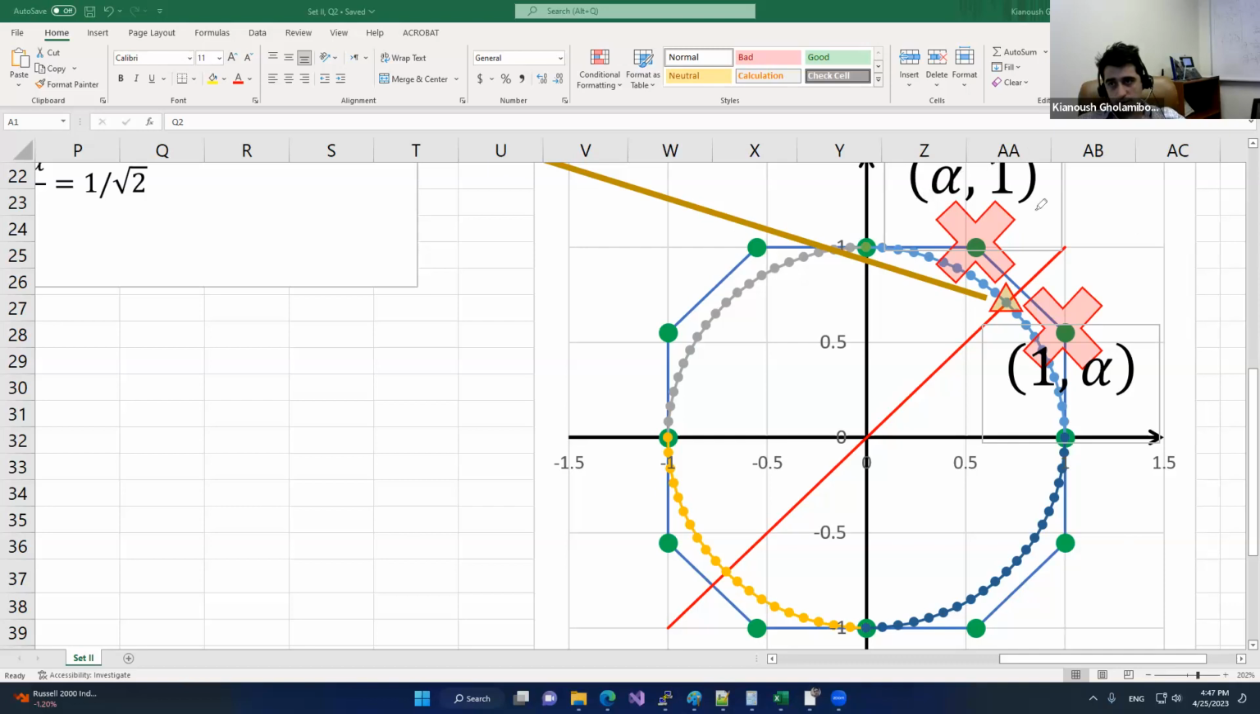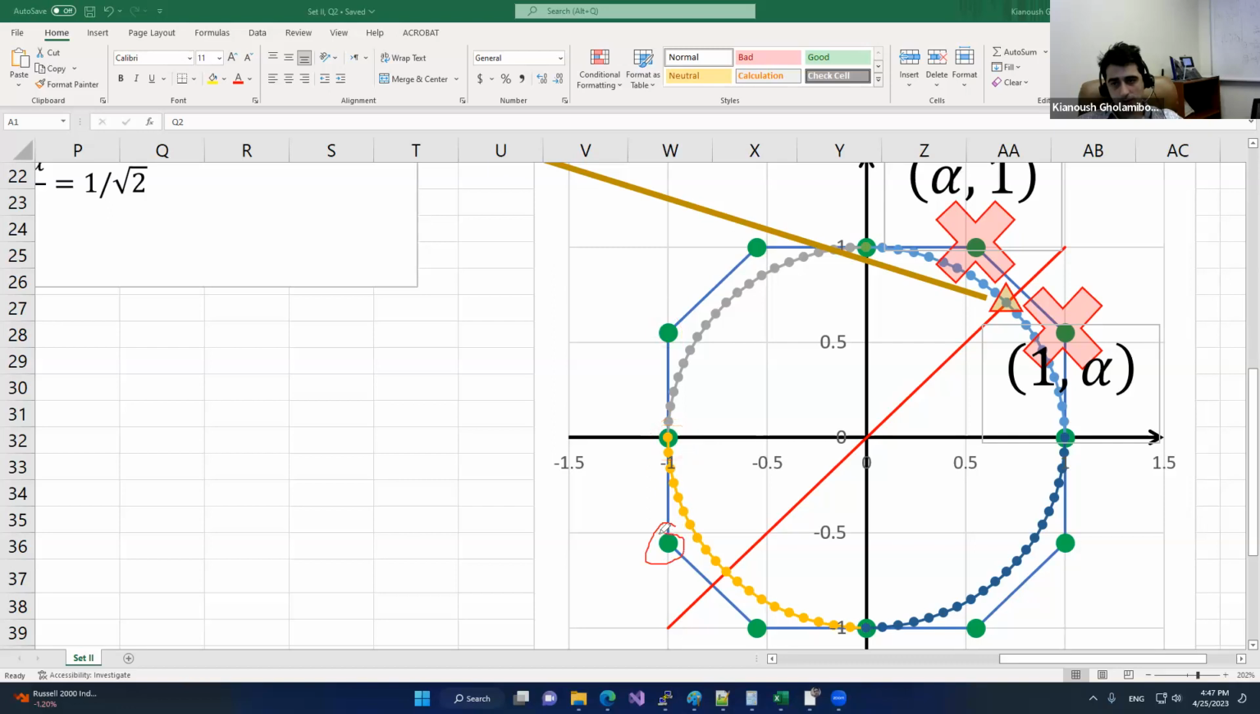So this is my assumption: 1 and alpha, alpha and 1. This is only for the first quarter. For the other quarters, it's going to be similar. For the second quarter, this is the first control point. The second control point is at coordinates negative alpha and 1. This one is at negative 1 and alpha. This one is at negative 1 and 0.